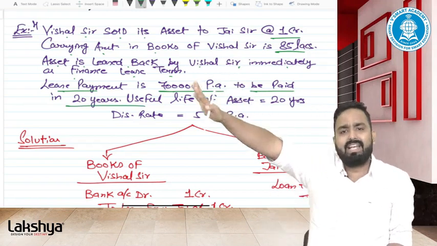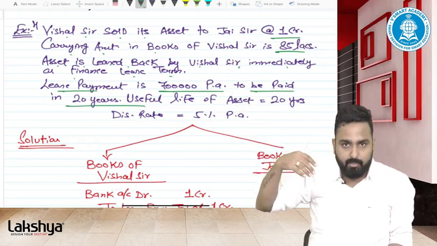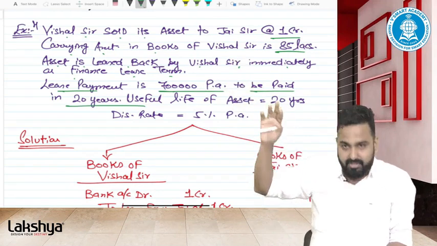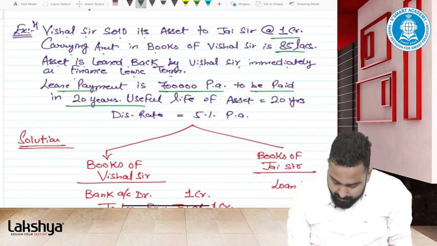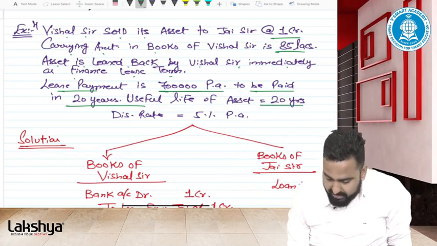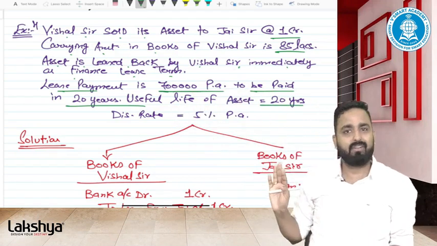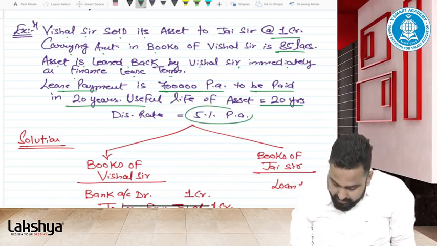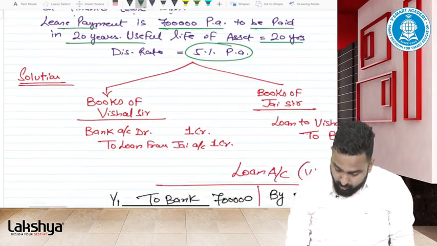Now, why did this entire thing happen? Suppose Vishal sir needs funds. It is a hypothetical example. The lease payment is 7 lakh per annum to be paid over the 20-year useful life of the asset. The lease term is 20 years, the useful life of the asset is 20 years. The discount rate is 5%. So, now what to do?